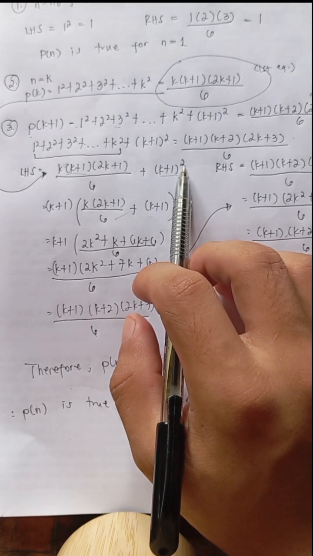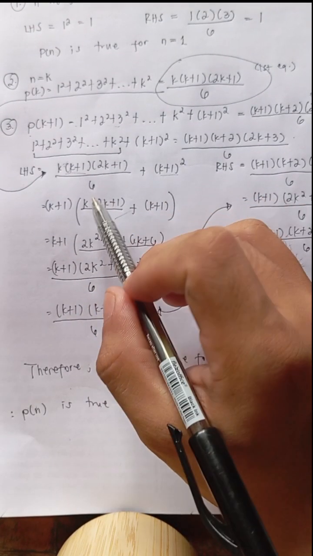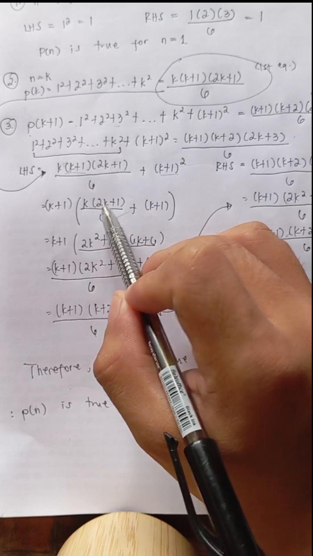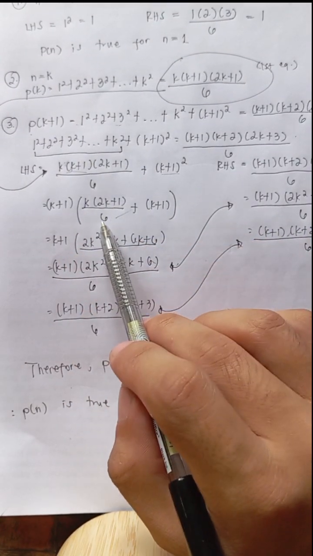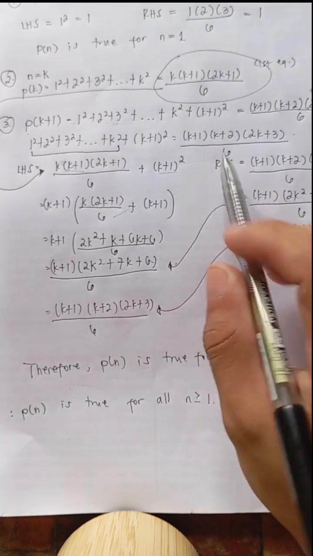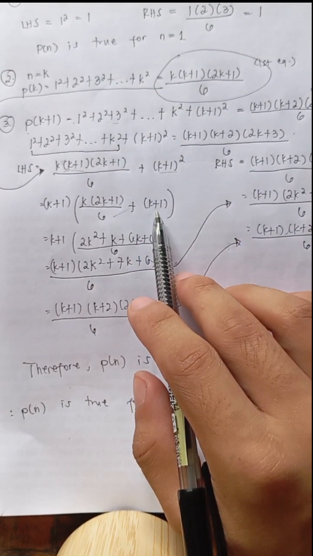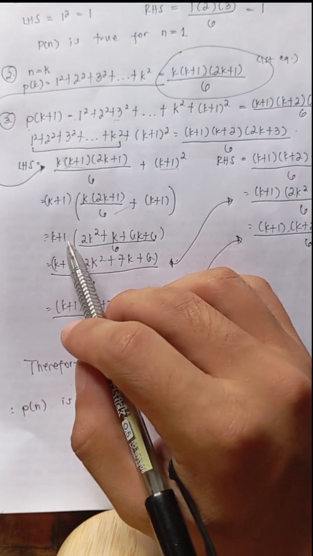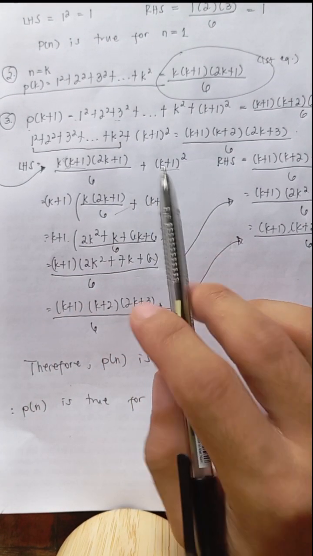So, that's our LHS. So, to continue, we need to extract k plus 1 from both terms since parehong merong k plus 1. So, we have k plus 1 times the quantity of k times the quantity of 2k plus 1. So, extracting k plus 1 all over 6 plus, removing k plus 1 here, ang matitira is also k plus 1. So, we need to add these two terms.